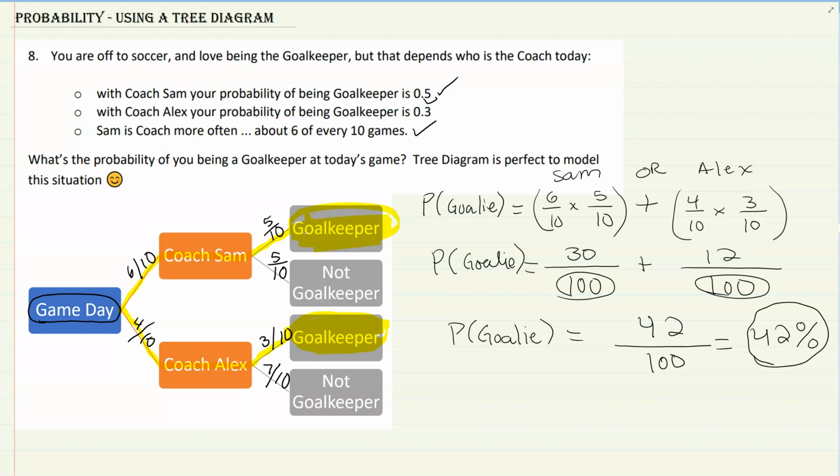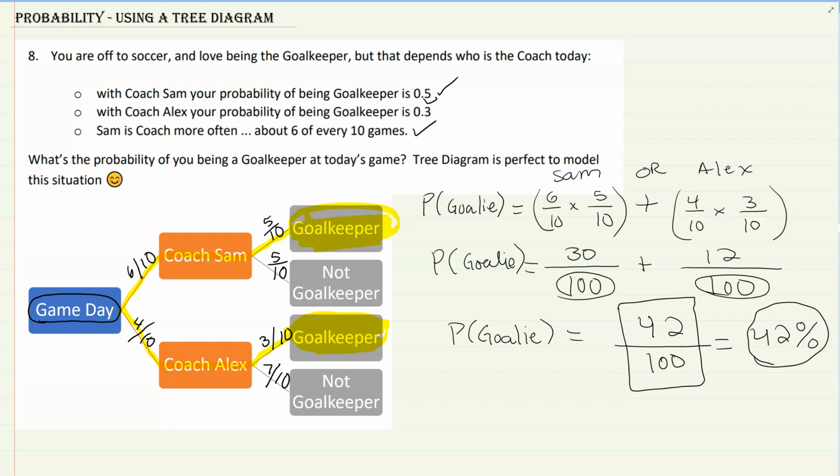Now, in this case, it may be good to use percentage as your probability rather than a fraction, but it's up to you. It depends on the audience who you're talking to, or you could say, 42 out of 100 games you would be a goalie. That's the probability. So, either way, fraction or decimal, depending on who you're talking to.